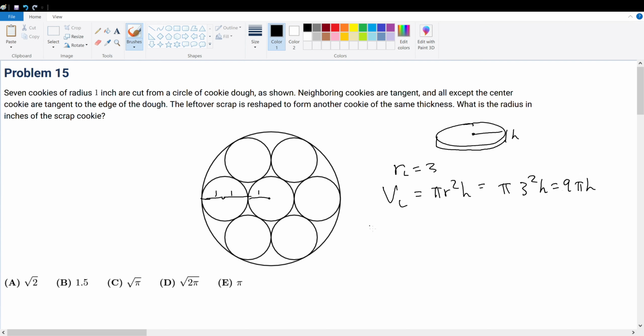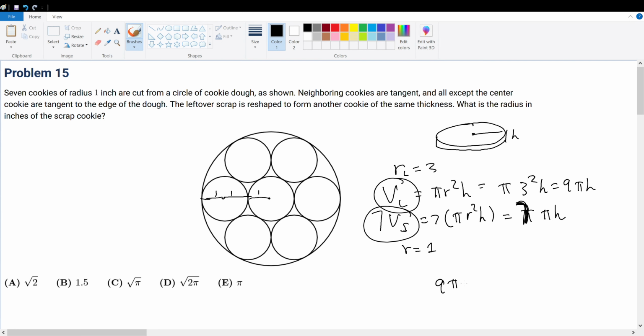Now let's continue. What is the volume occupied by all the small cookies combined? Well, we're told that there are 7 of them. So this is going to be equal to 7 pi r squared h. But this time, what is the radius? The radius is equal to 1. So this becomes 7 times pi times h, 7 pi h. So 7 pi h is the total volume occupied by the small ones, and the large one is going to be 9 pi h.